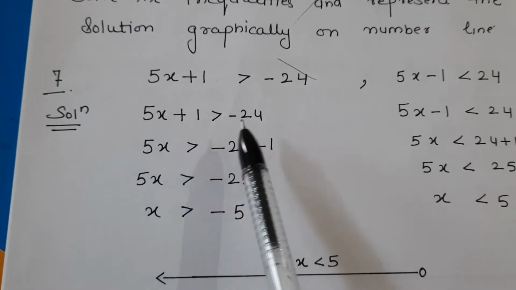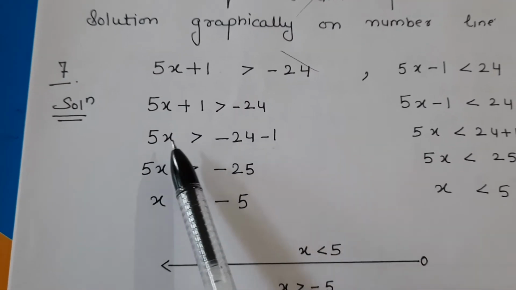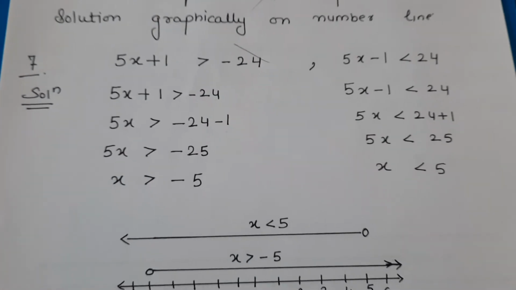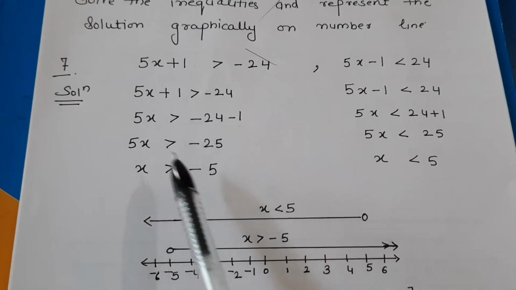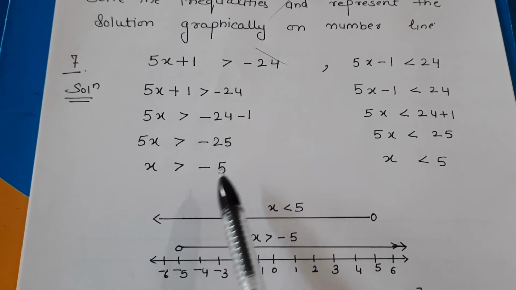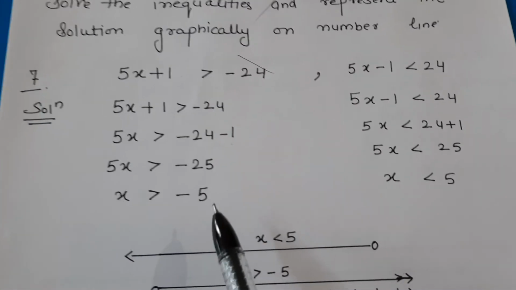5x plus 1 is greater than minus 24. So 5x is greater than minus 24 minus 1. So 5x is greater than minus 25. Divide by 5. The sign will remain the same. You get x is greater than minus 5.